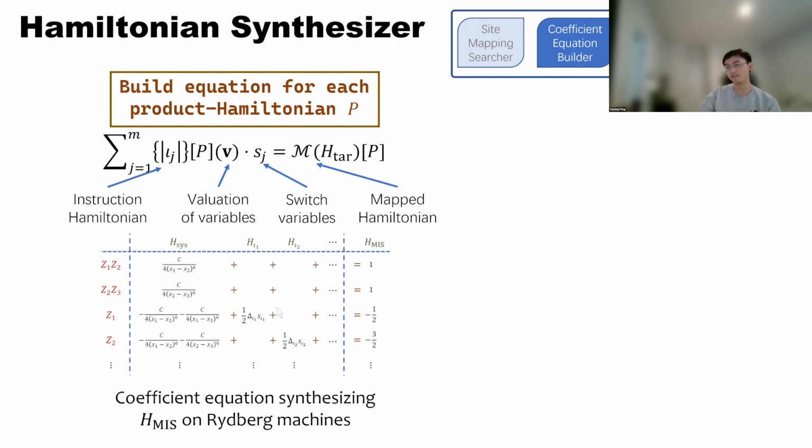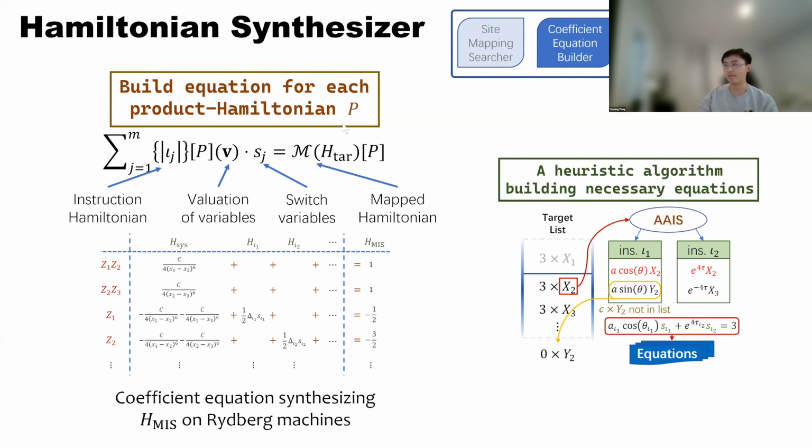Concretely, we can see how the coefficient equation looks for the AAIS Hamiltonian when we want to synthesize it on the Rydberg machine. It basically specifies a huge equation system for each product Hamiltonian, for example, Z1, Z2 here, for which you can find some system Hamiltonian term, which for Z1, Z2 has coefficient C over 4 times x1 minus x2 to the 6, and other terms. Then the summation of them should equal the coefficient in the target Hamiltonian HMS for Z1 and Z2, which is 1 here.